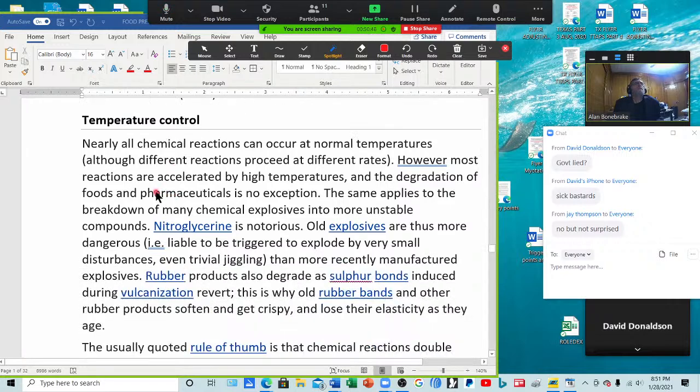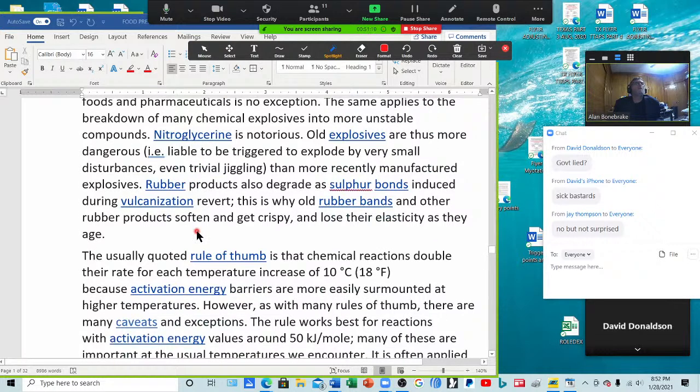Temperature control. Nearly all chemical reactions can occur at normal temperatures, although different reactions proceed at different rates. However, most reactions are accelerated by high temperatures. Degradation of foods and pharmaceuticals is no exception. The same applies to breakdown of many chemical explosives into more unstable compounds. Nitroglycerin is notorious. Old explosives are thus more dangerous than more recently manufactured explosives.